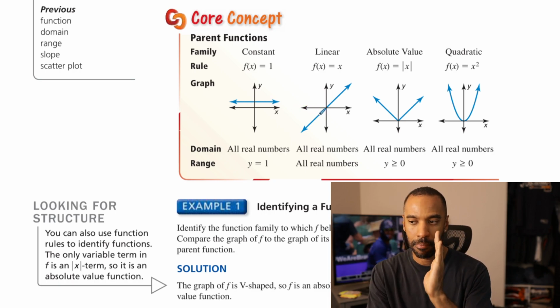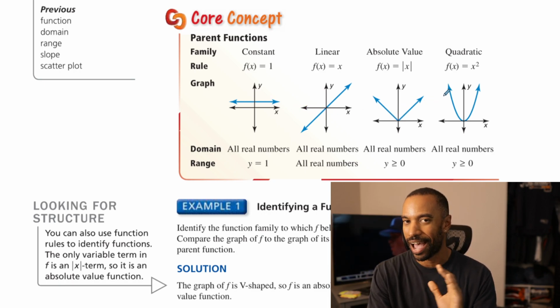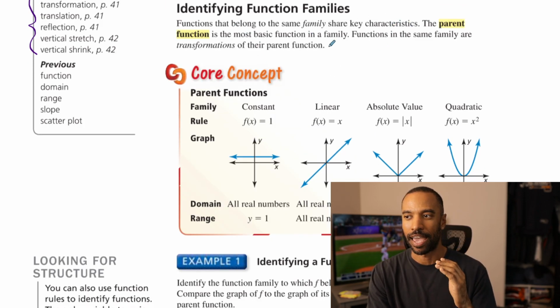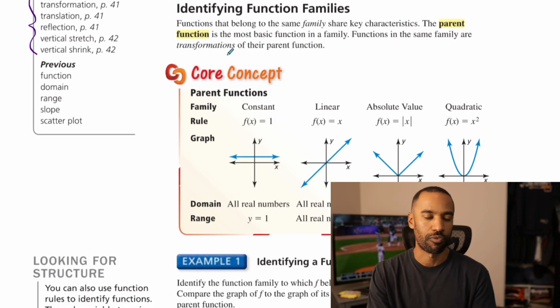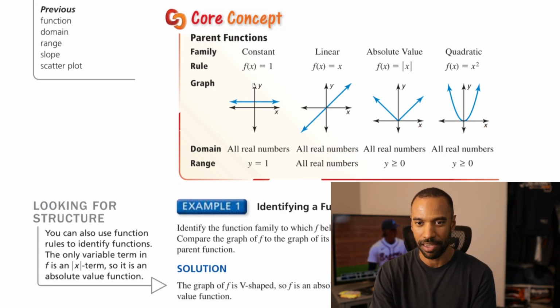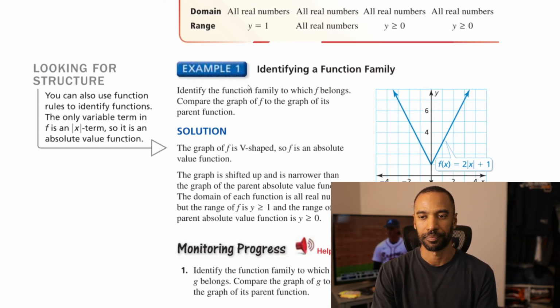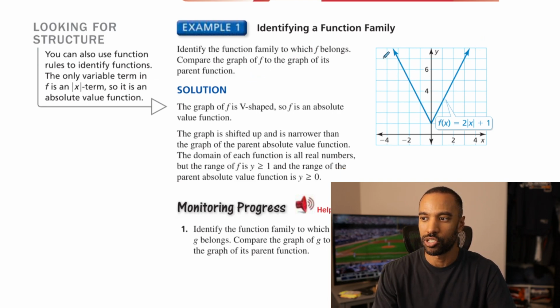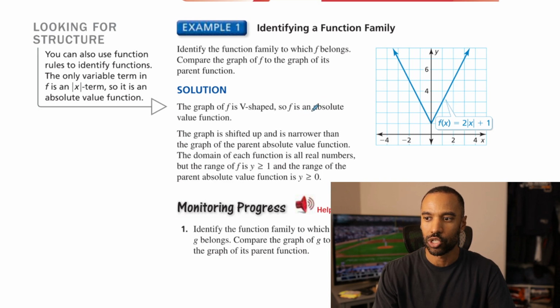But seeing them for what they are lets you know what kind of one it is. And that's what they're talking about. You can identify which one it is, and then they'll transform from that type. They'll still behave that way, even if they transform. So identifying a function family, you can identify which one it belongs to. This one with the V shape is going to be an absolute value function because it's a V shape.